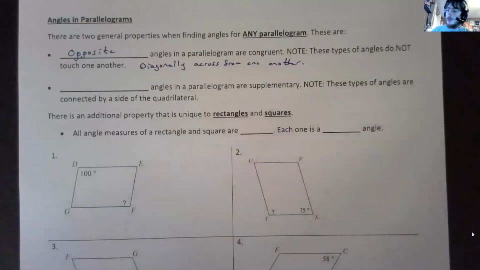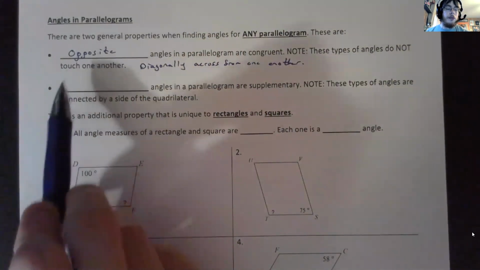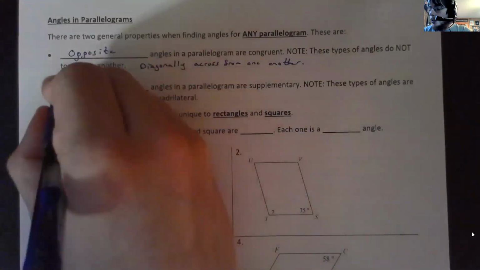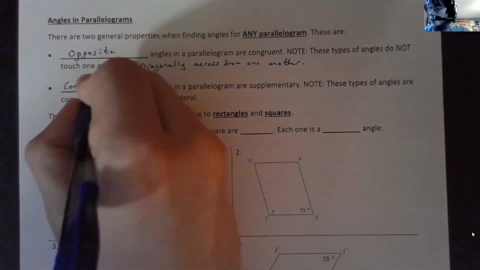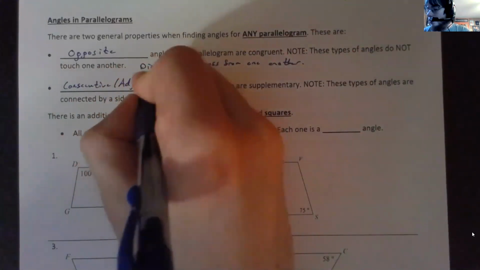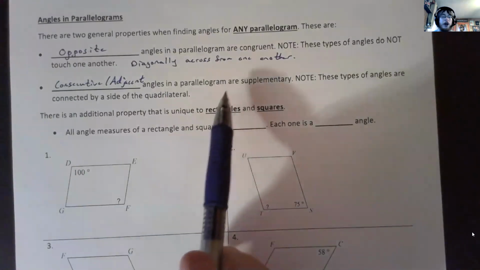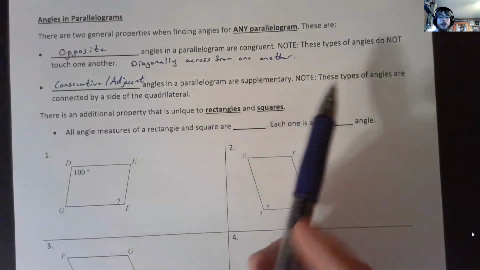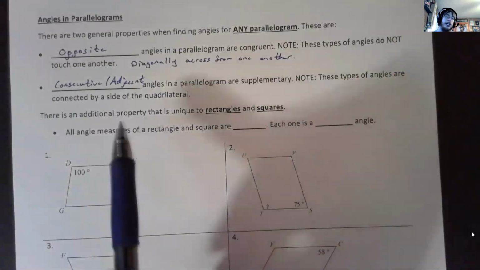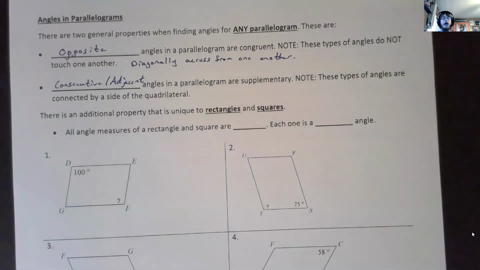Okay. The next bit here, consecutive angles, and it might also be called adjacent, so whichever way. Consecutive or adjacent angles in a parallelogram are supplementary. Note that these types of angles are connected by a side of the quadrilateral. So unlike the opposite ones where they're not connected, these are connected by one of the sides.